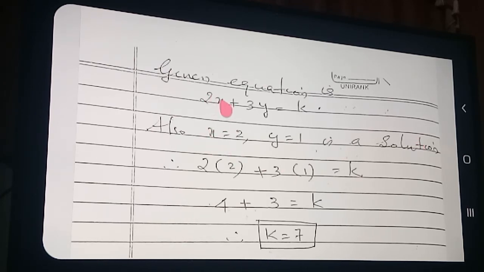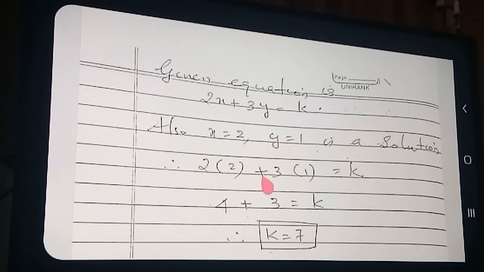Therefore, in the place of x, you apply the value. What's the value of x? 2. 2 into 2 plus 3 into, in the place of y, you apply the value 1. 3 into 1 is equal to k. 2 into 2, 4. 4 plus 3 is equal to k. Therefore, what is the value of k you got? k is equal to 4 plus 3, 7. What's the value of k you got? 7. Okay, copy the answers.